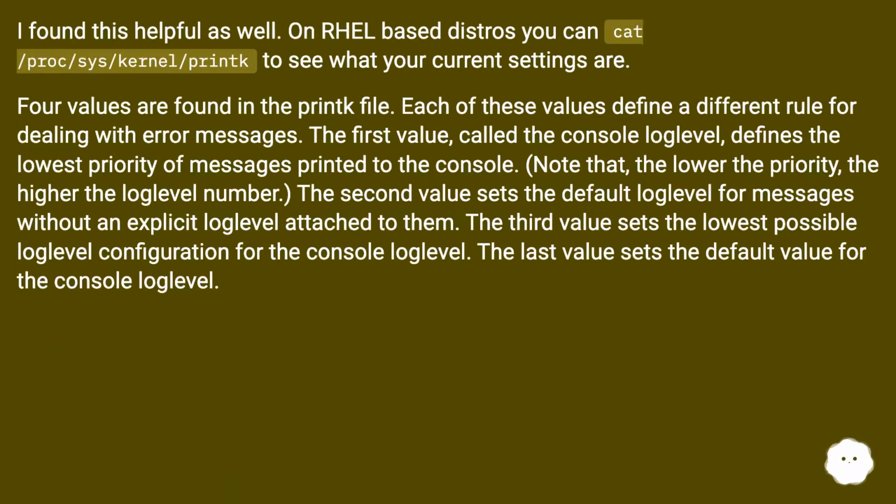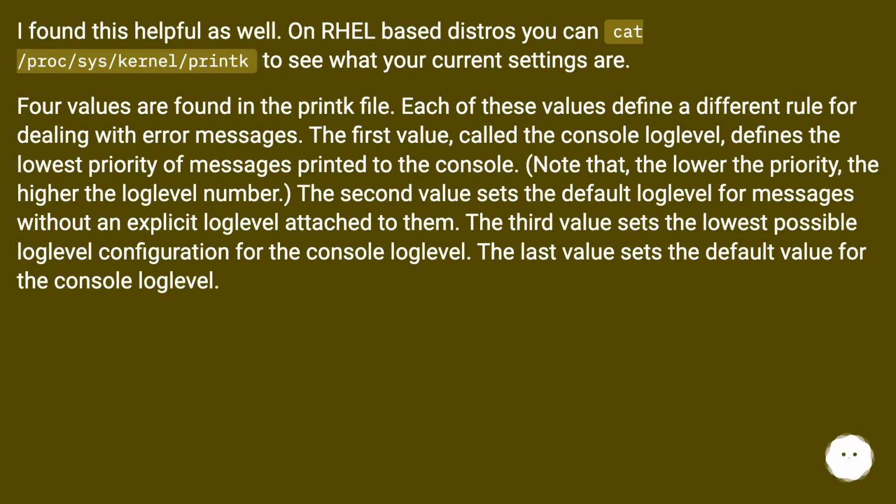I found this helpful as well. On RHEL-based distros you can cat /proc/sys/kernel/printk to see what your current settings are. Four values are found in the printk file. Each of these values defines a different rule for dealing with error messages.